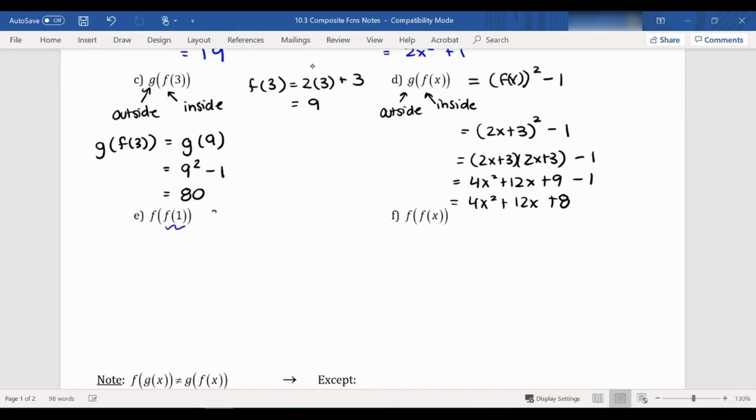Here, we need to find f of 1 first. f of 1 would be 2 times 1 plus 3, which would give me 5. So f of f of 1 would be f of 5, because f of 1 is equal to 5, which would be 2 times 5 plus 3, which would give me 13.